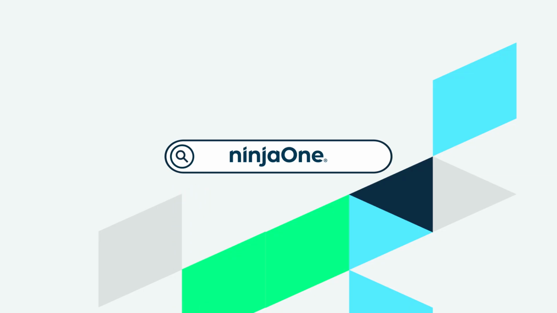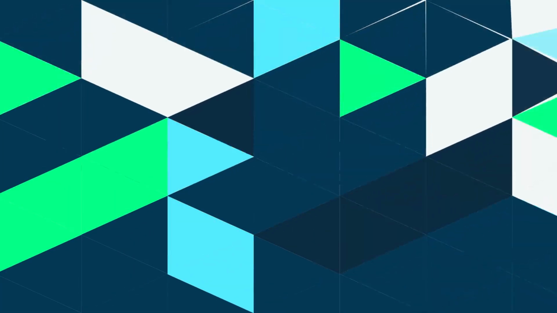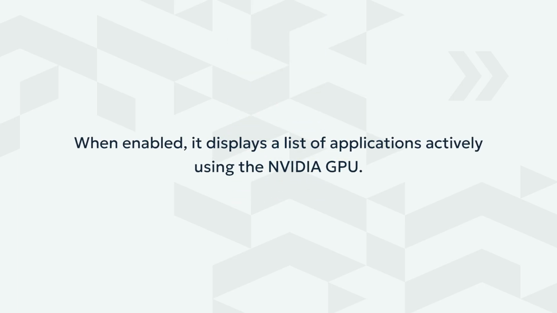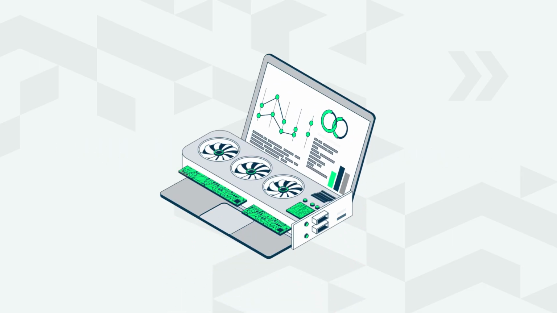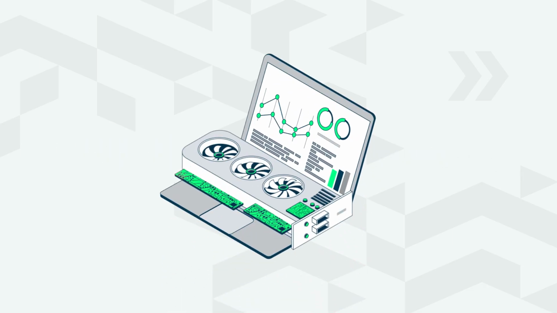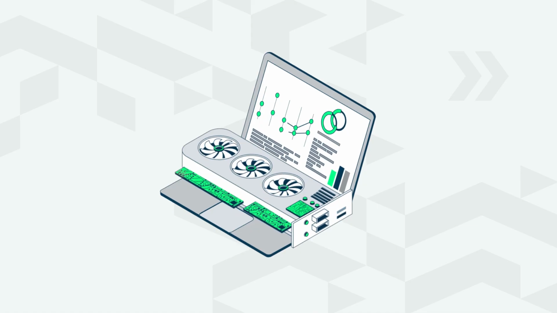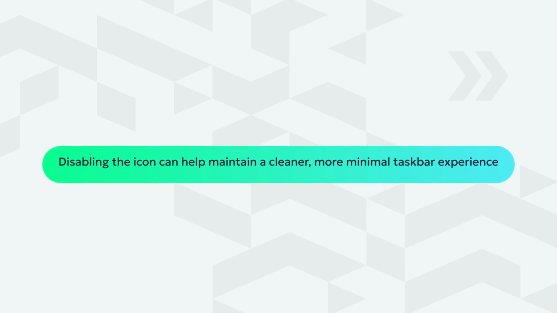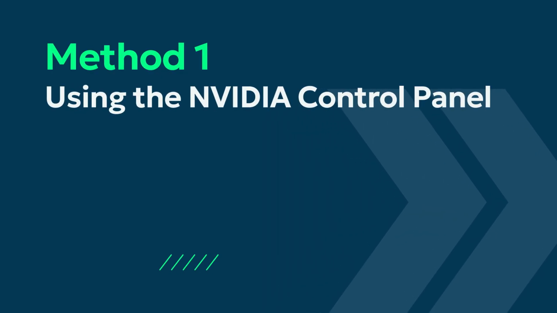How to add or remove the NVIDIA GPU Activity icon. The GPU Activity icon lives in the notification area of the taskbar. When enabled, it displays a list of applications actively using the NVIDIA GPU. It's helpful for identifying background processes hogging resources or confirming that apps are utilizing your dedicated GPU instead of integrated graphics. If you're not someone who checks GPU usage often, disabling the icon can help maintain a cleaner, more minimal taskbar experience. Method 1. Using the NVIDIA Control Panel.